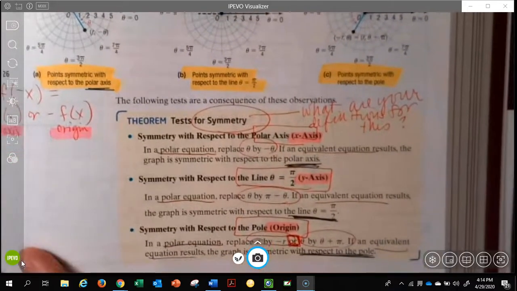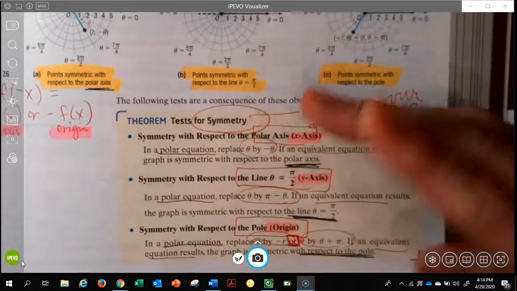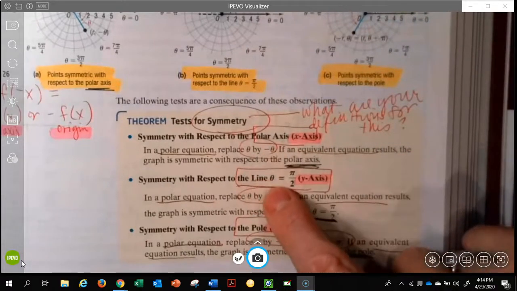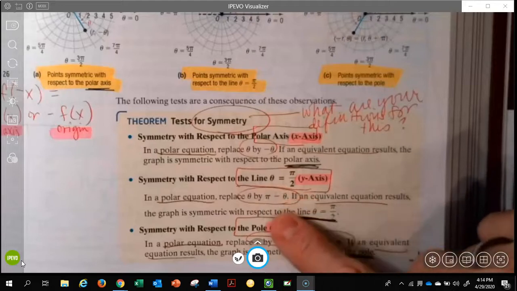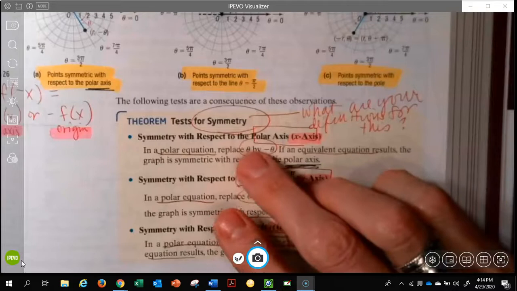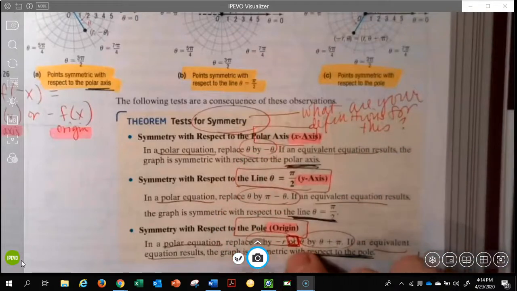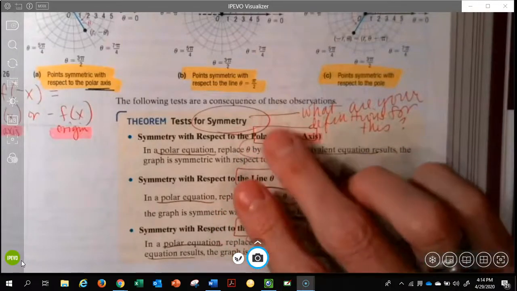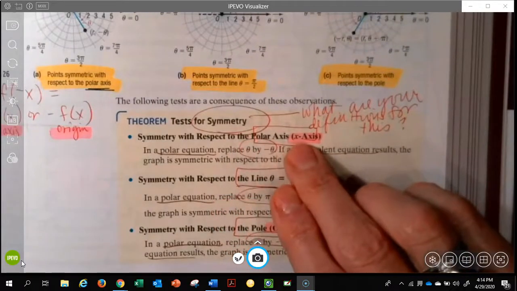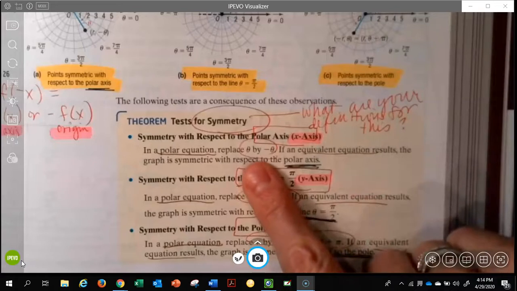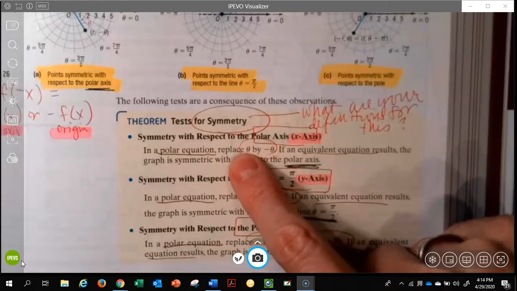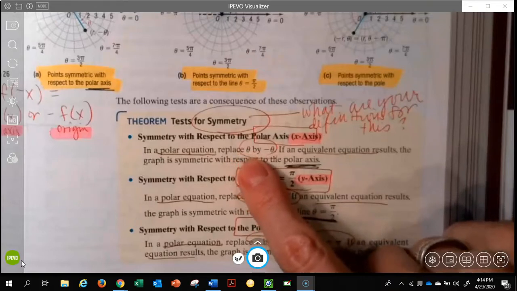These are the 3 we're going to look at: x-axis, y-axis, and origin, or in this case, we're going to call it polar axis, the line that is theta equal pi over 2, and then looking for symmetry with respect to the pole. So on my formula card, I would write down these 3 tests for symmetry. I would write down test number 1 with respect to the polar axis, and I would put in parentheses x-axis. And I would write down, I need to plug in negative theta for my theta. That's enough to write down right now.